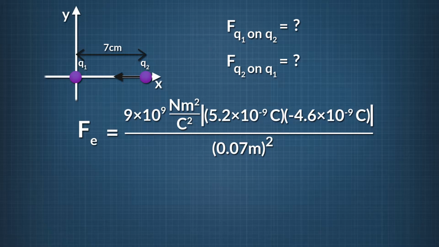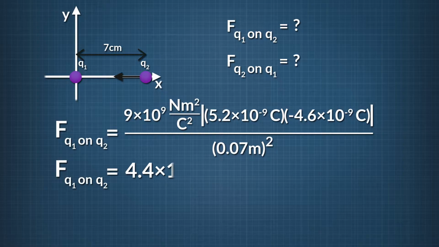We find that the magnitude of the force of Q1 on Q2 is 4.4 times 10 to the negative 5th newtons. Since we're solving for force magnitude, even though one of the charges is negative, our answer is a positive number. So that's the electric force of Q1 on Q2.